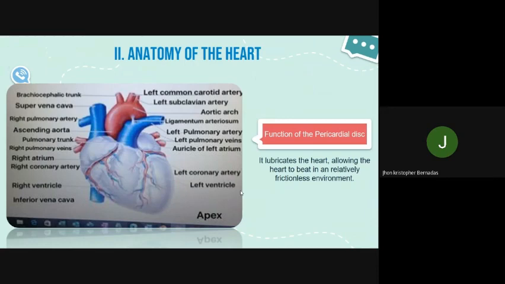Next, we have the left pulmonary veins. Next, we have the auricle of the left atrium. Next, we have the left coronary artery. Lastly, we have the left ventricle. And next, we have the apex. Now, the function of the pericardial fluid is that it lubricates the heart, allowing the heart to beat in a relatively frictionless environment. And that's all for anatomy of the heart.